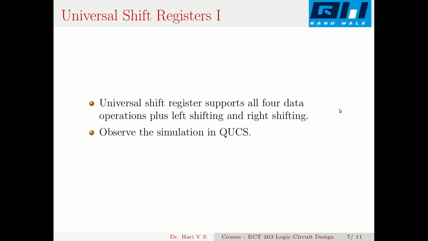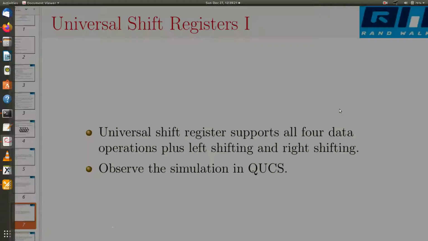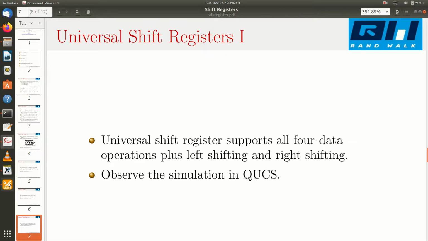Then we will see a universal shift register. A universal shift register supports all 4 data transfer operations: parallel in, parallel out; parallel in, serial out; serial in, serial out; and serial in, parallel out. In addition to that, it has to perform left shifting and right shifting. So far you have seen the right shifting of the bits. It is possible to shift them to the left also. So all these 4 data operations plus left shifting and right shifting together form something called a universal shift register. So I will show you the circuit as well as the simulation in QUCS.